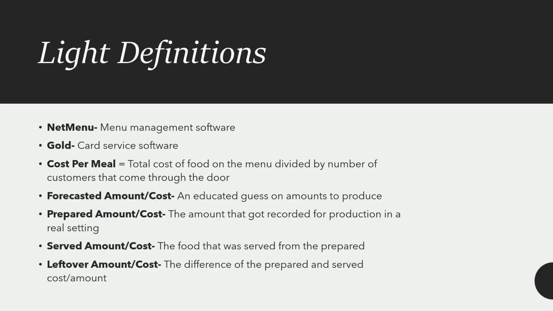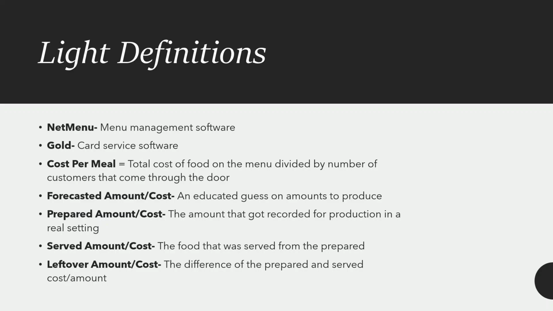We have cost per meal. That is the total cost of food on the menu divided by the number of customers that come through the door. So if we have a menu that is going to cost us $1,000 and 100 people come to eat it, our cost per meal will be $10 per person.